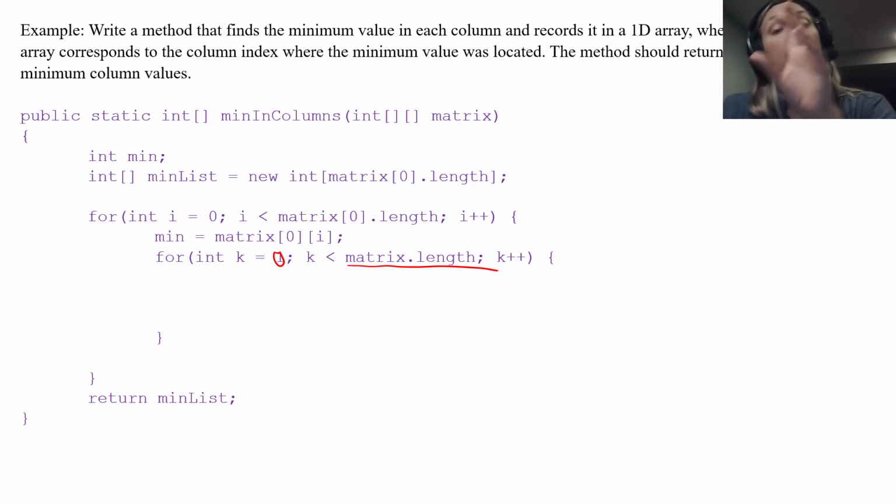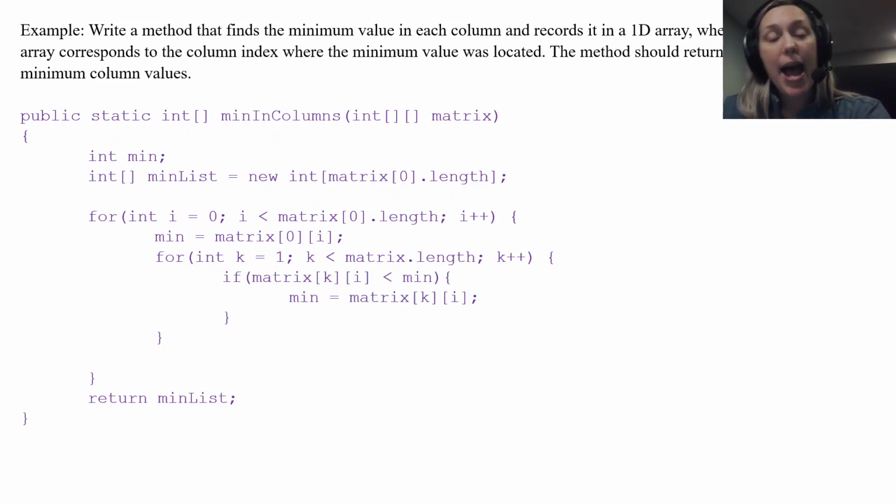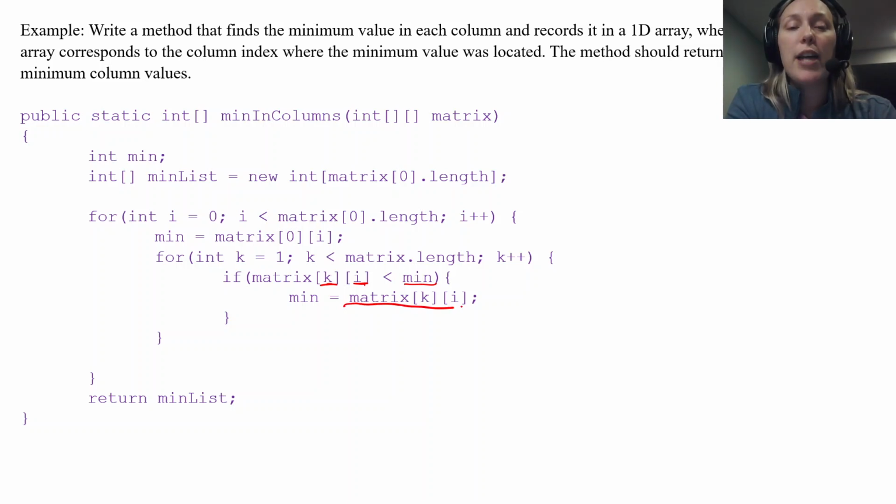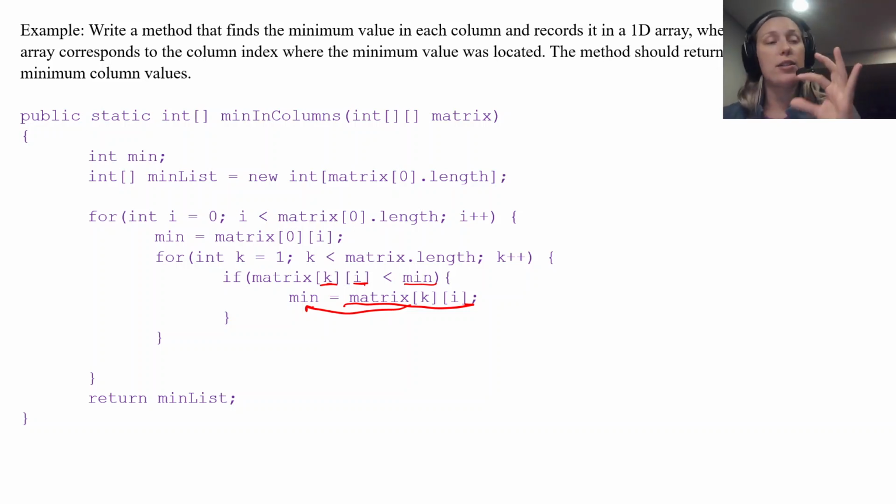And then I'm going to compare the element that I'm at, which is k as my row, i as my column, and compare it to the minimum. If it's less than the minimum, that means I found a new minimum. So I take my current element and I assign it to my minimum. Okay. So I'm looking through the column, and this finds and records my minimum.